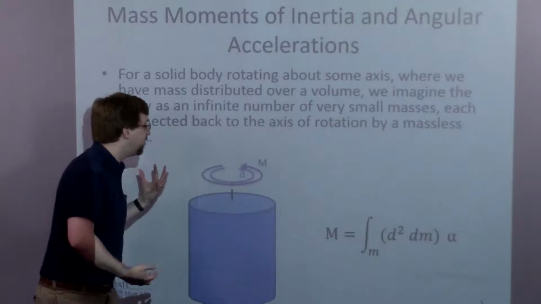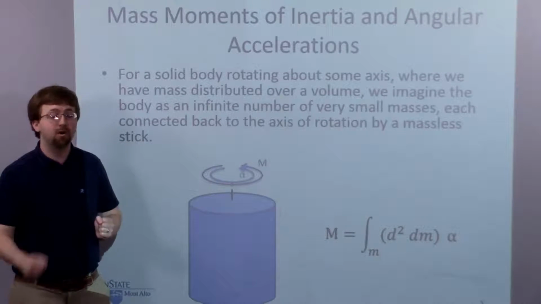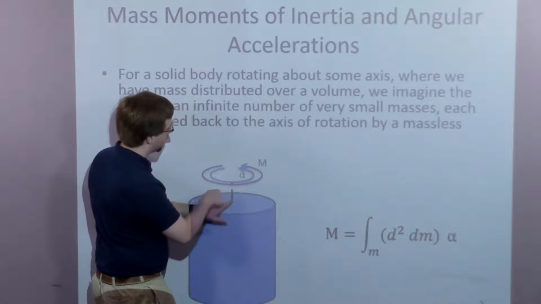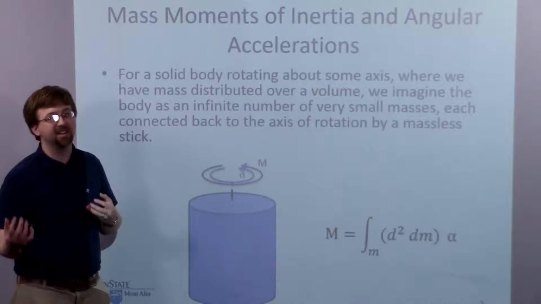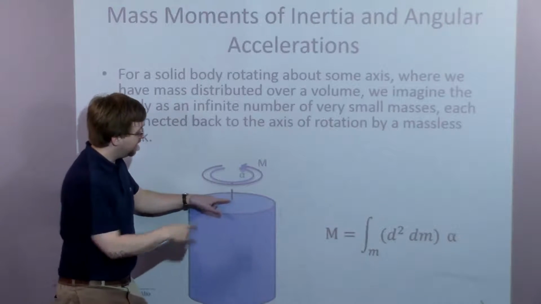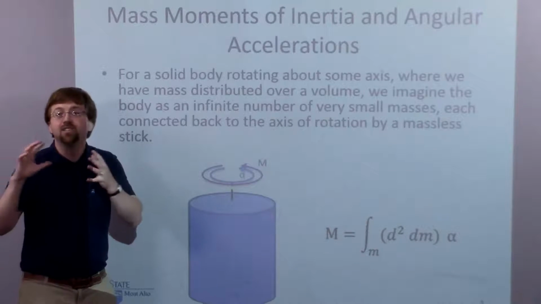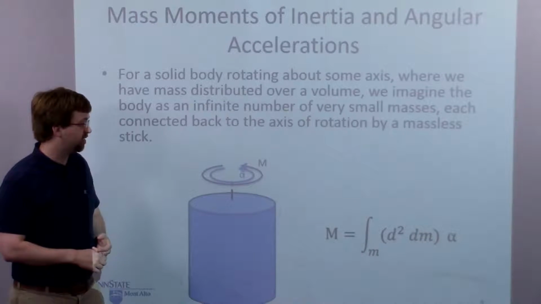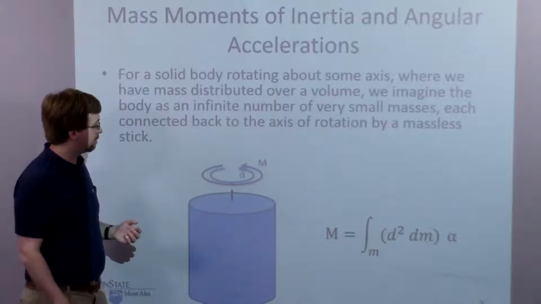For some rigid body, I'm going to imagine this as an infinite collection of very, very small masses. Each one of those, I imagine, is connected back to the central axis that I'm rotating this thing about via a massless stick. The massless stick is an imaginary concept, but what it does is each little bit of mass is held in place and rotates with the rest of the body, because all of this other stuff around it is keeping it from moving independently. And so the massless stick is just everything else holding that little piece in place.